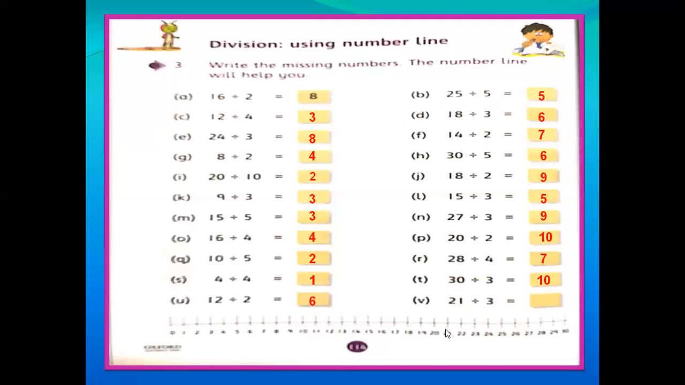And the last one, 21 divided by 3. Again, read the table of 3. 3 ones are 3, 3 twos are 6, 3 threes are 9, 3 fours are 12, 3 fives are 15, 3 sixes are 18, 3 sevens are 21. So 21 comes when we multiply 3 with 7. So it means the answer is 7.